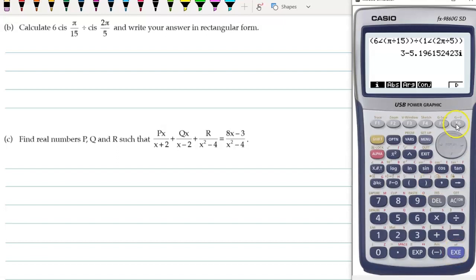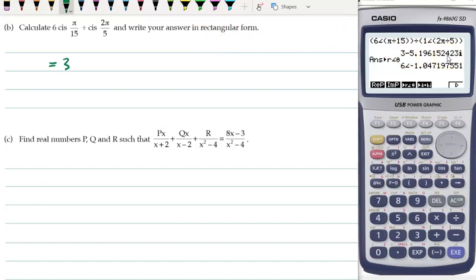If I needed that in polar form, I can do a conversion using this button here. That would turn it into polar. But the question happens to ask for it in rectangular form anyway, so that first default answer there is correct. So 3 minus 5.2i, or if I want to be a little more accurate, 5.196i.